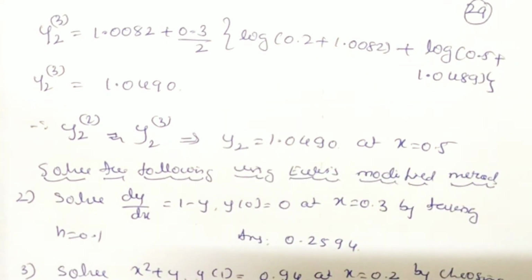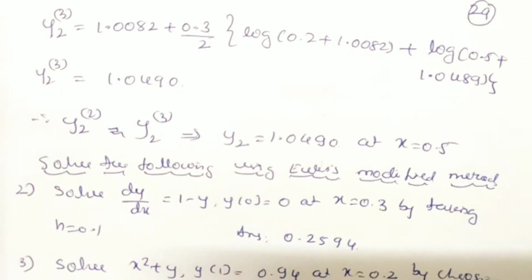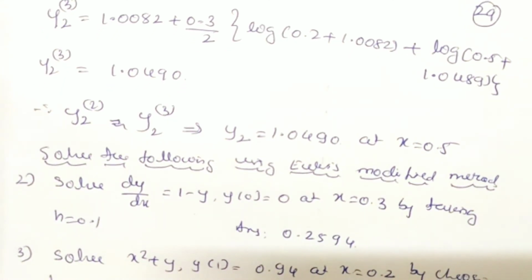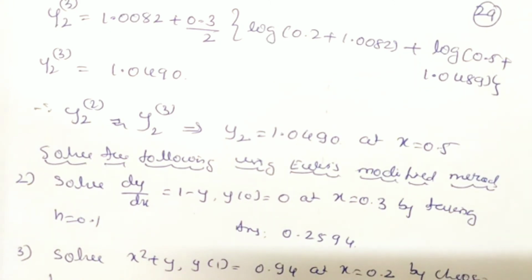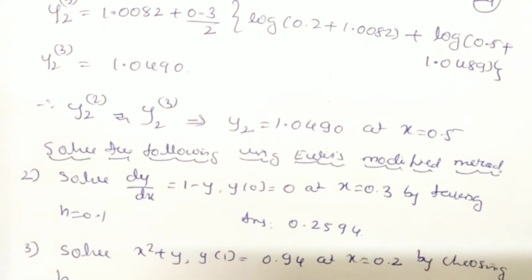So this is the solution of this example. I hope all of you understood this. There is not much complication in this method. First you have to apply Euler's method, then you have to go on improving its value by Euler's modified method till we get the accuracy to the desired root. So this is all about today's session.